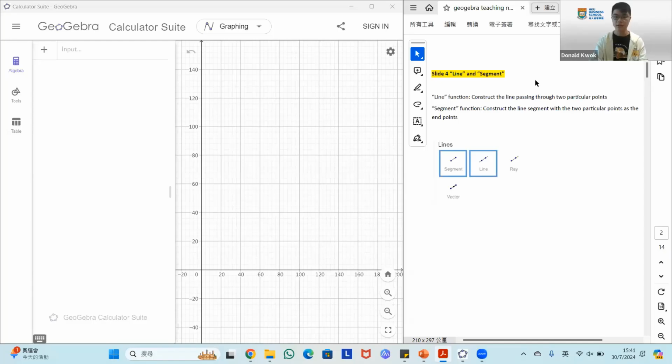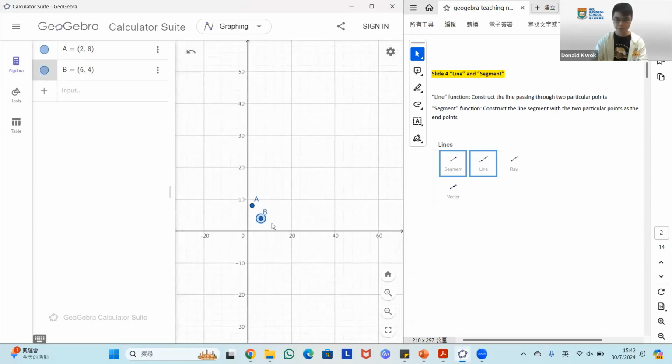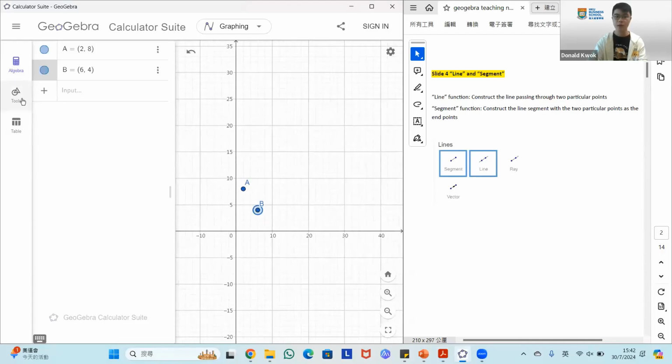In addition, we have the line and segment functions that can be used when 2 points are given. As the name suggests, the line function can be used to construct a line passing through 2 particular points, whereas the segment function can be used to construct a line segment with 2 points at the endpoints. Say we have 2 points here, (2, 8) and (6, 4). Just some random points on the coordinate plane here. So what happens if we apply the line function on these 2 points?